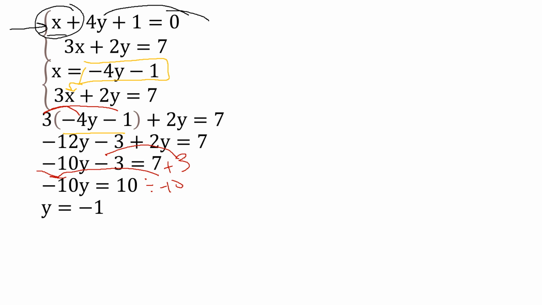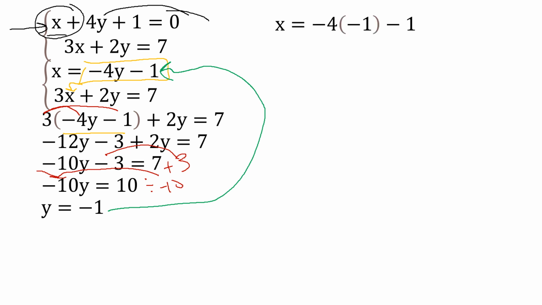Now I'm going to take that variable value, plug it in right here to solve for x. x equals negative 4 times y minus 1. I now know my value for y. I'm going to plug it in. So x equals negative 4 times negative 1 minus 1. And now I just solve that. Negative 4 times negative 1 is positive 4. x equals 4 minus 1, so x equals 3. And because I'm solving for a point, my answer has to be in x, y format. All right?